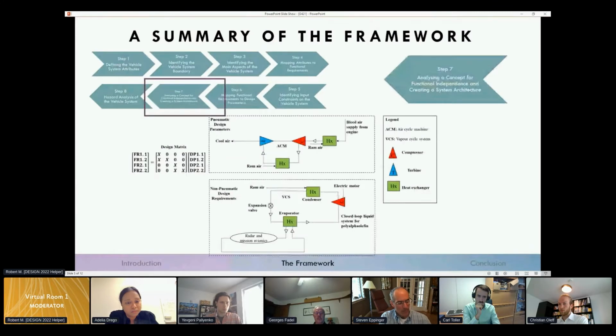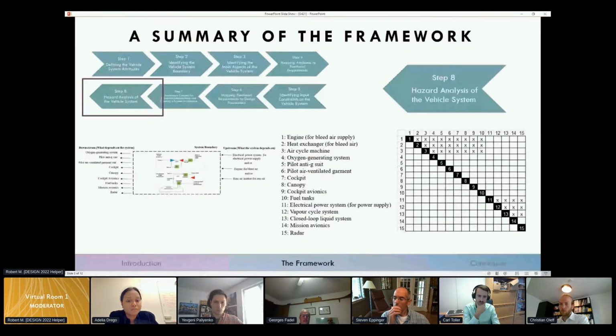The design matrix created after mapping FRs to DPs should be analyzed to determine if the ECS concept is functionally independent. The design matrix can then be used to generate the architecture of the ECS concept. An architecture in this paper is defined as a pictorial representation of the relationships between design parameters and operands, the operand being the thing the function changes. For the ECS concept at hand, it would be air and polyalpha olefin.